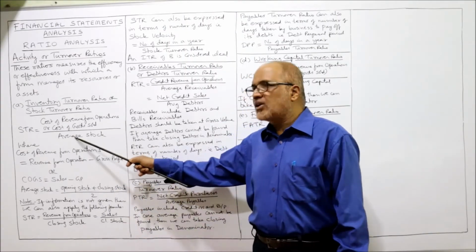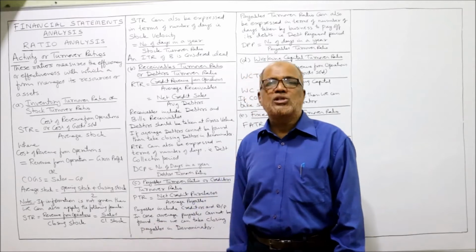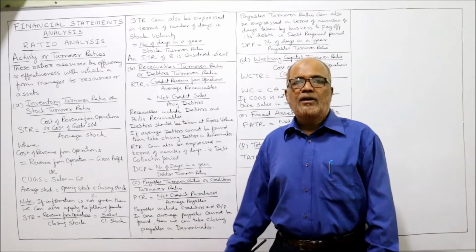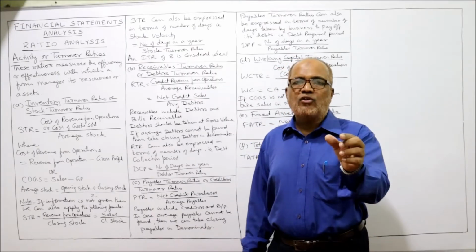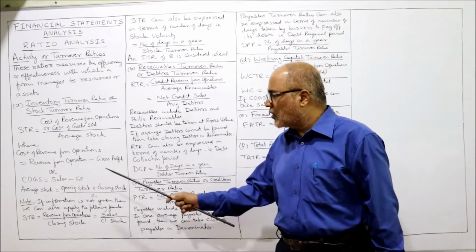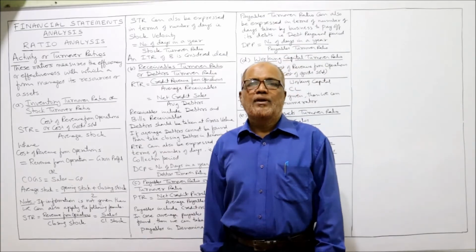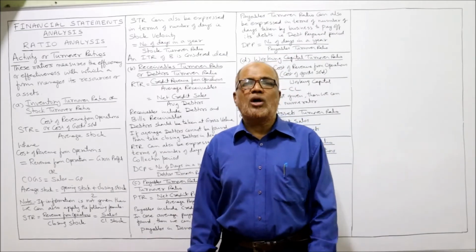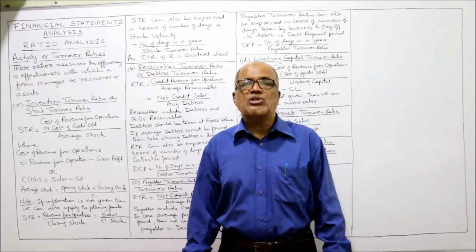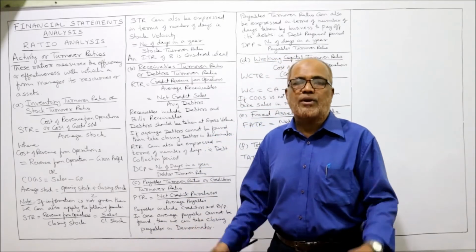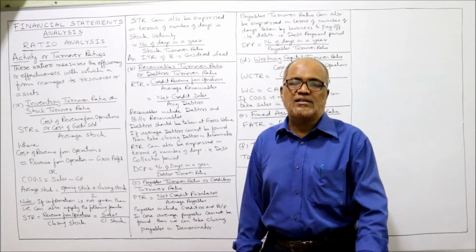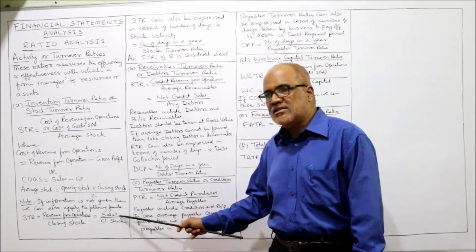So instead of average stock, we can take closing stock in the denominator. Similarly, for the numerator, the cost of revenue from operations we can calculate if gross profit is given. Suppose gross profit is not given, we cannot calculate cost of revenue from operations. In that case, for the numerator we can take revenue from operations, sales.